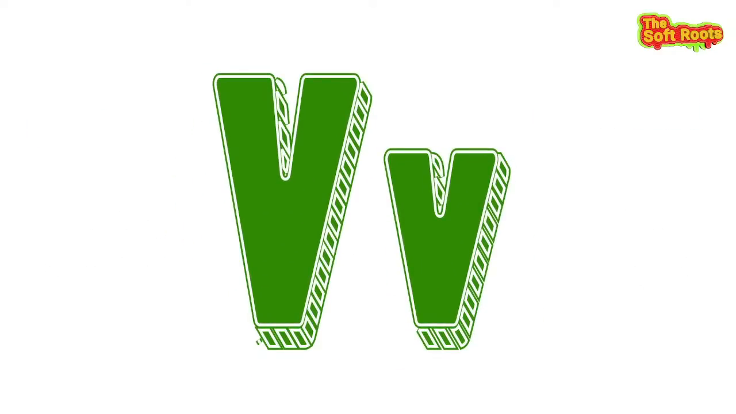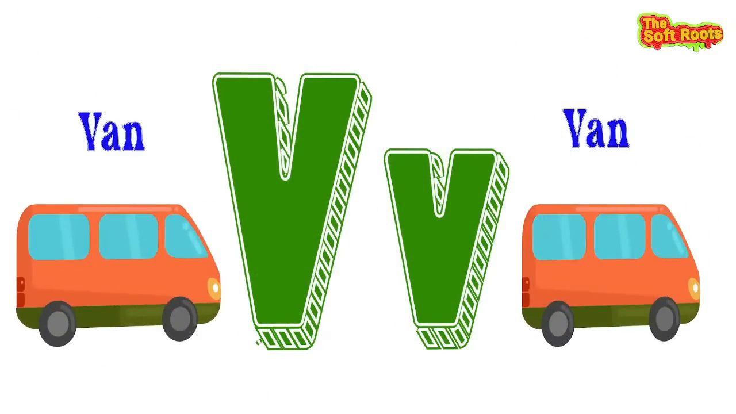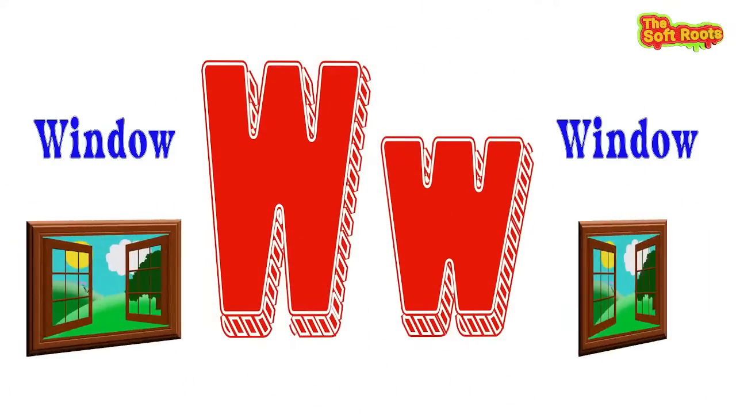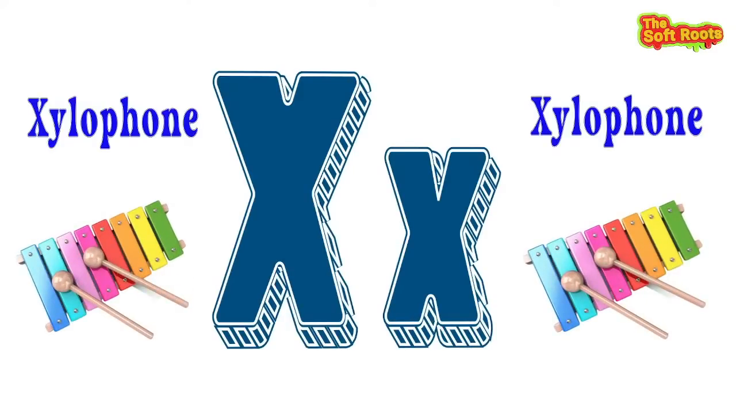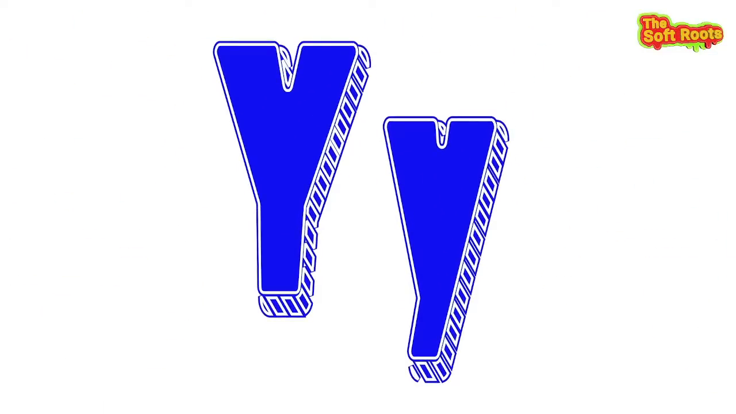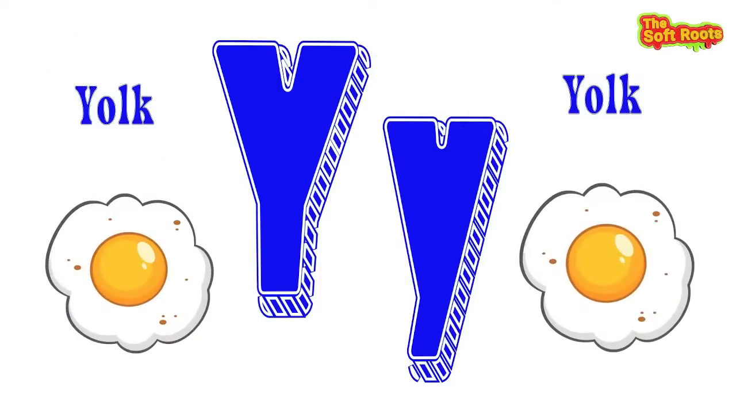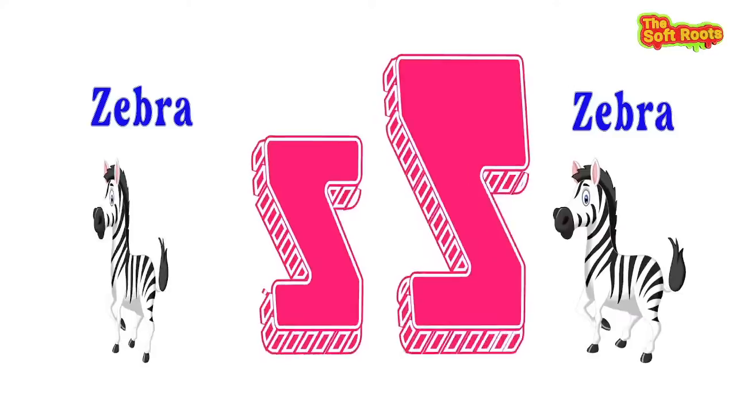V, V, V, V. V for van. W, W, W, W. W for window. X, X, X, X. X for xylophone. Y, Y, Y, Y. Y for yacht. Z, Z, Z, Z. Z for zebra.